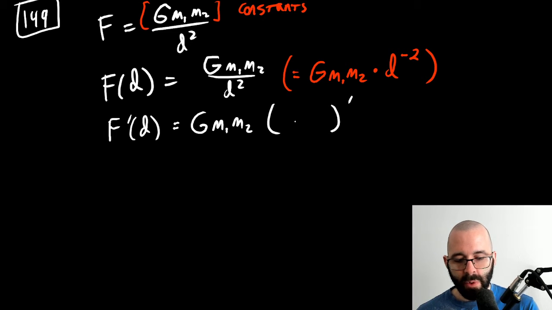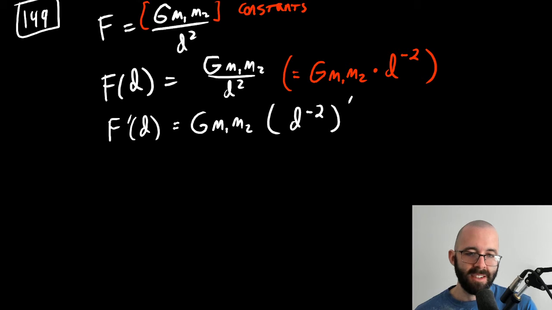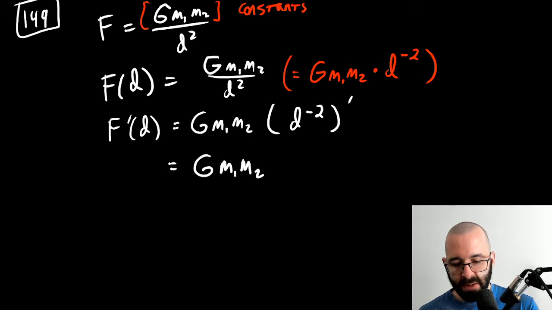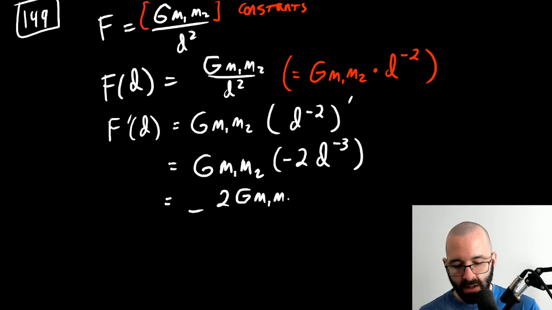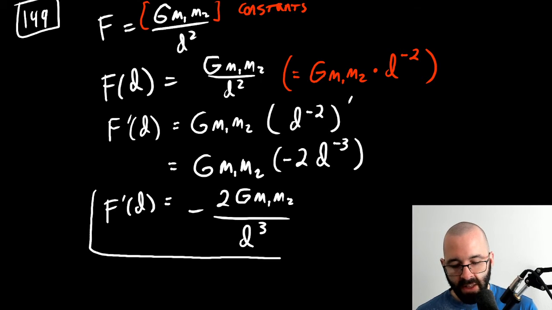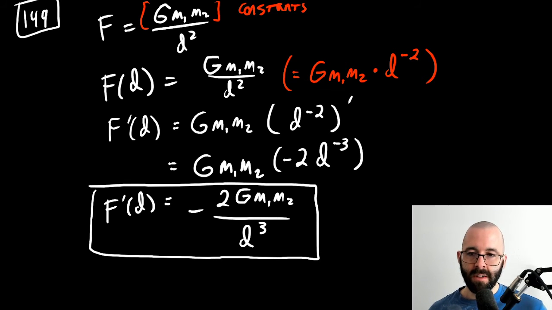We can write this with a prime if we wanted to, the derivative of this, or you could write d over dd, which would be pronounced ddd. But we can use the power rule here, no problem. This is G times m1 times m2 times, bring the power down, and subtract 1 from the power. And then we can clean this up a little bit. It's negative 2 G m1 m2 all over d cubed. That is our derivative function. That is how the force is changing with respect to the distance between these two objects.